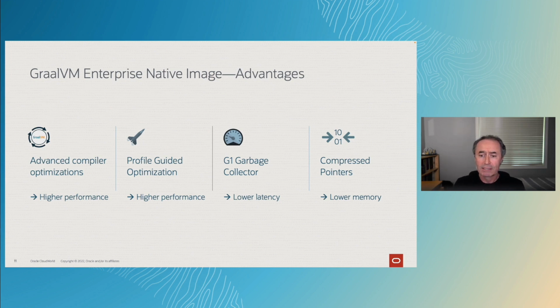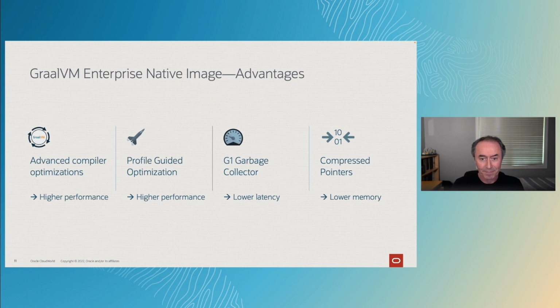The GraalVM Enterprise native executables also include the G1 garbage collector. So it's a much lower latency garbage collector, so improved performance, and includes some compressed pointer support, which means that we can squeeze a smaller heap application into a much smaller space, right? We can compress the pointers and keep your memory footprint low. So really focus on keeping it small, keeping it fast, right?